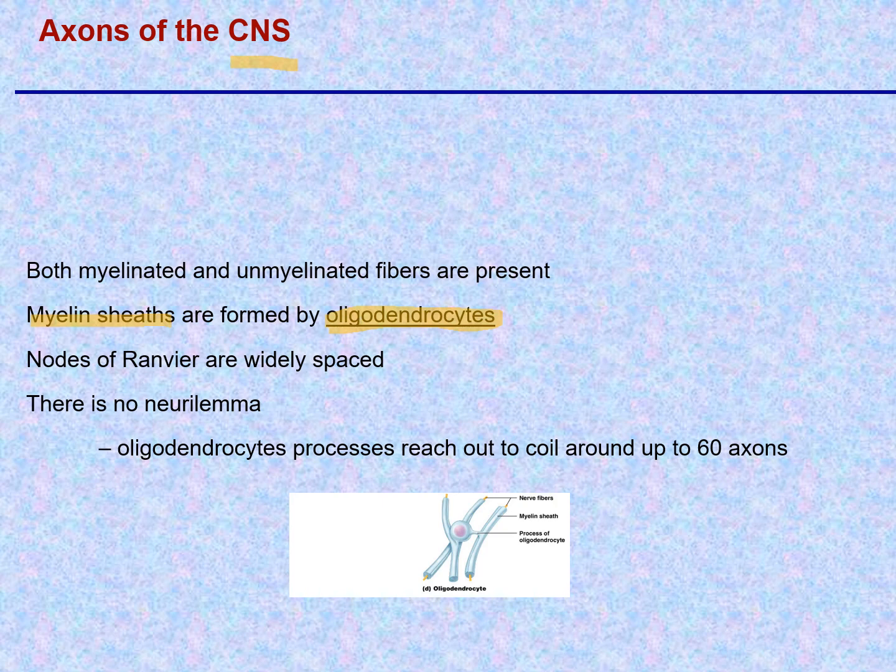And there's no neurolemma, because the cell body itself is separate from the axons. There's the cell body, and it's forming extensions out towards axons and wrapping around these axons here and here. So the neurolemma, of course, in a Schwann cell would be the cell body wrapped around at the particular site. These oligodendrocyte processes or extensions reach out to coil around many axons, up to 60 axons.